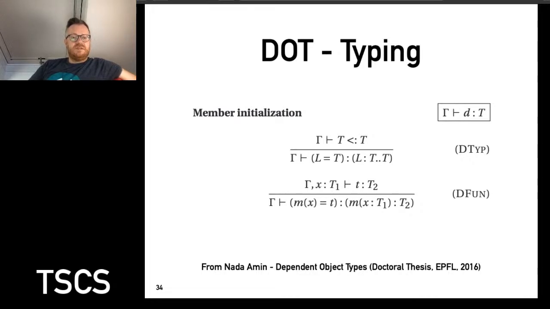The defun is the definition of a function. So m(x) = t has the type m(x), T1 to T2, as long as t has the type T2 and x has the type T1. This is basically like an abstraction rule in the lambda calculus. It has the same mechanics.